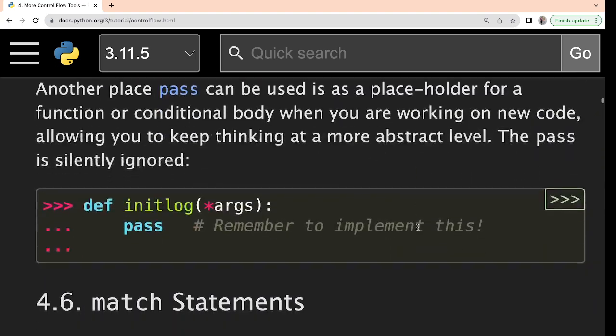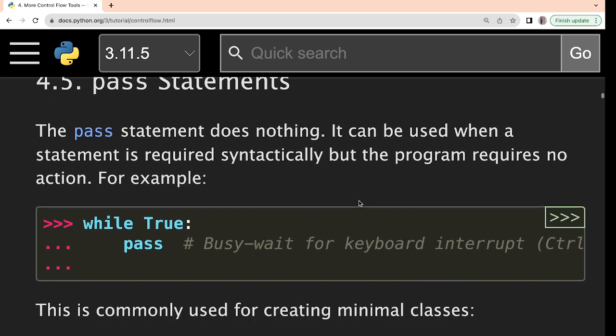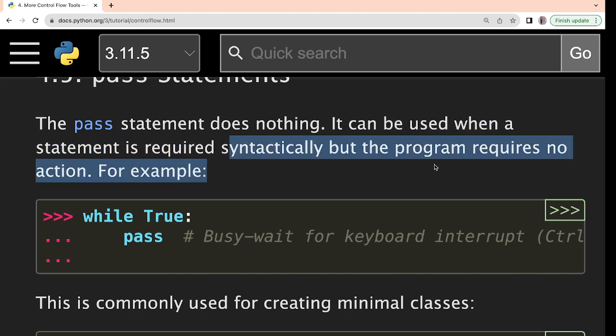After that we have the pass statement. So here the pass statement does nothing. Literally, it does nothing, right? Then why use it? Of course there are some purposes for it. It can be used when a statement is required syntactically but the program requires no action. That can happen in situations when, let us say, you have to write that particular statement, but inside it you don't have to perform any action. If such a situation is there, then we use the pass statement.